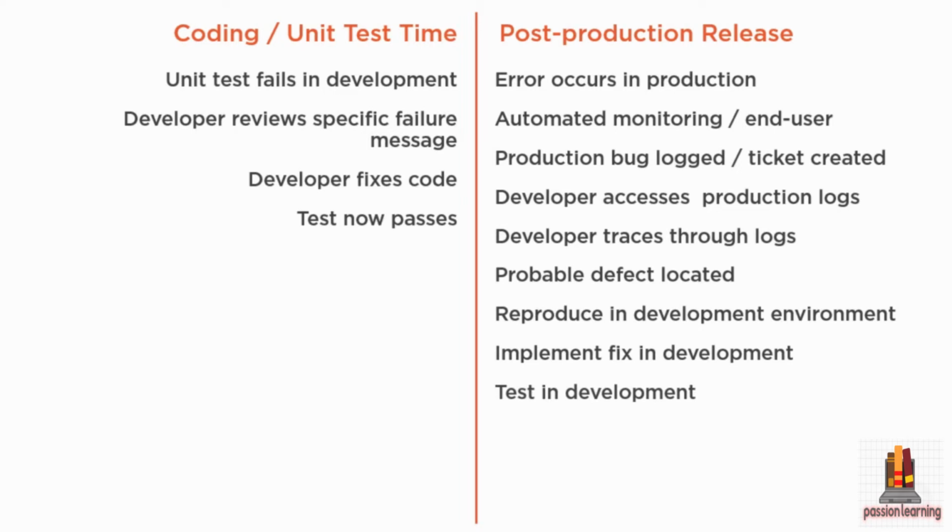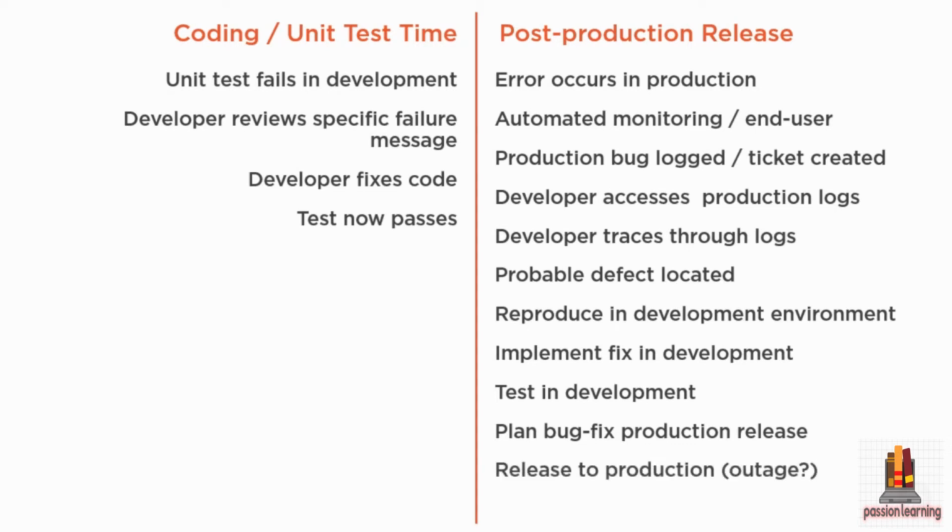Once this fix is tested in development, a new production release can be planned that will implement the bug fix. We can then release the bug fix to production, and hopefully this won't mean an outage for the end users. And finally, we can check that the bug fix actually works in the production environment. So I hope this comparison serves to illustrate how fixing bugs in production can be a lot more costly and time-consuming than to find them at coding or unit test time.